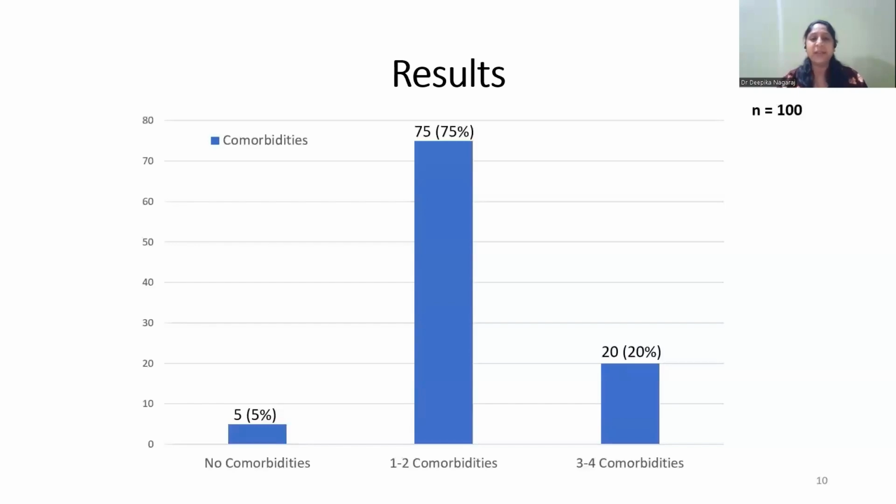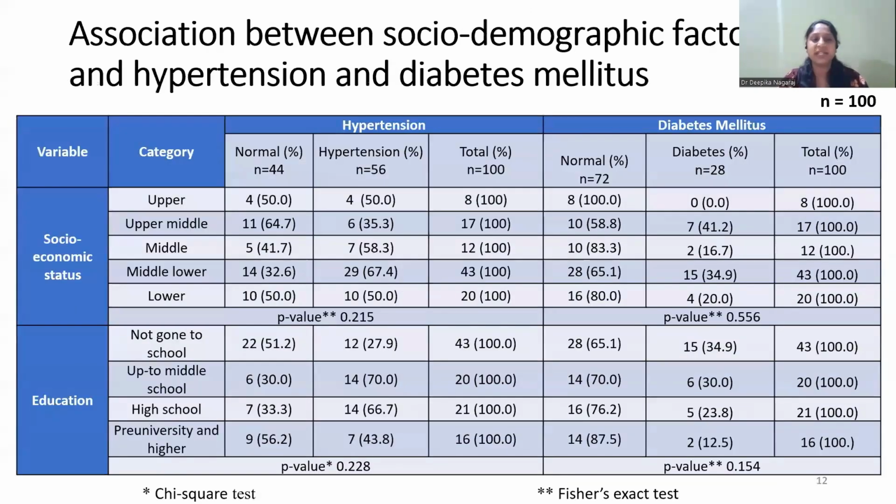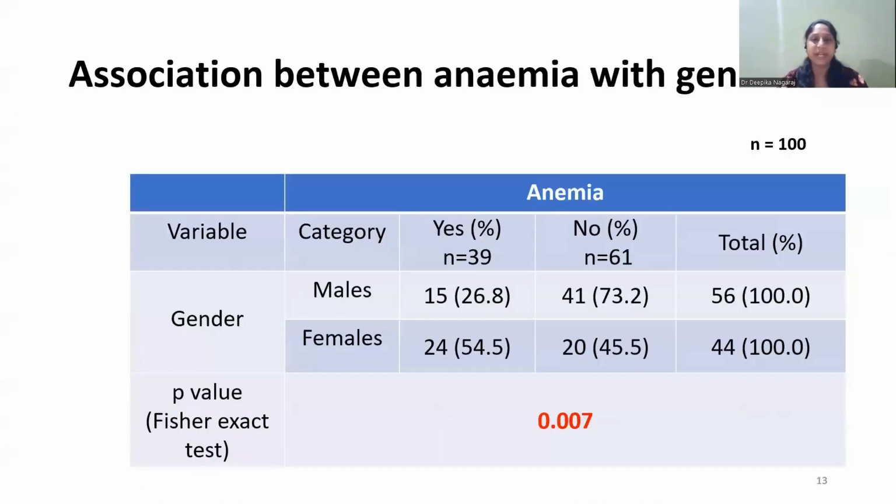A total of 95% of the study subjects had comorbidities. There was a significant association between age and hypertension, where hypertension was more in the age group of 40 to 50 years. There was no significant association between gender, socioeconomic status, and education with hypertension and diabetes mellitus. Females were more anemic compared to males, and this was statistically significant.